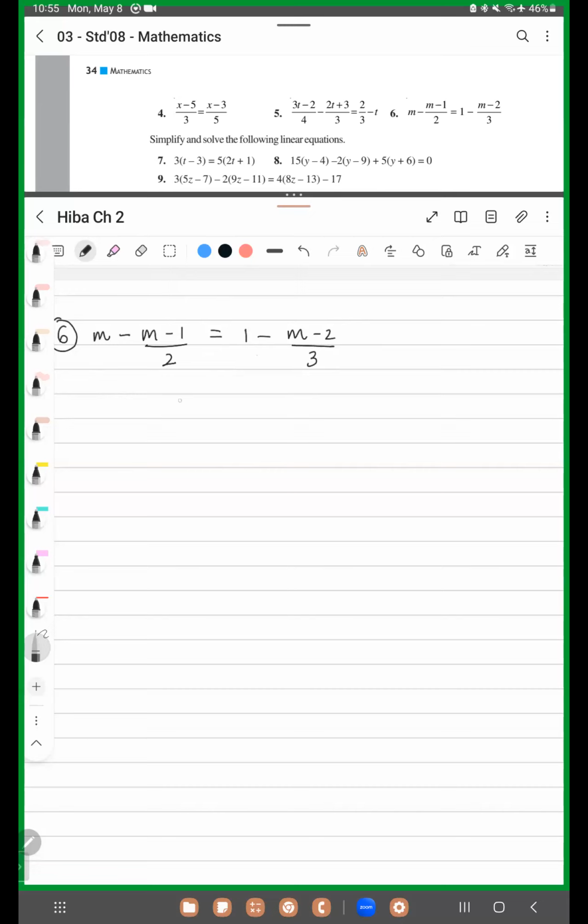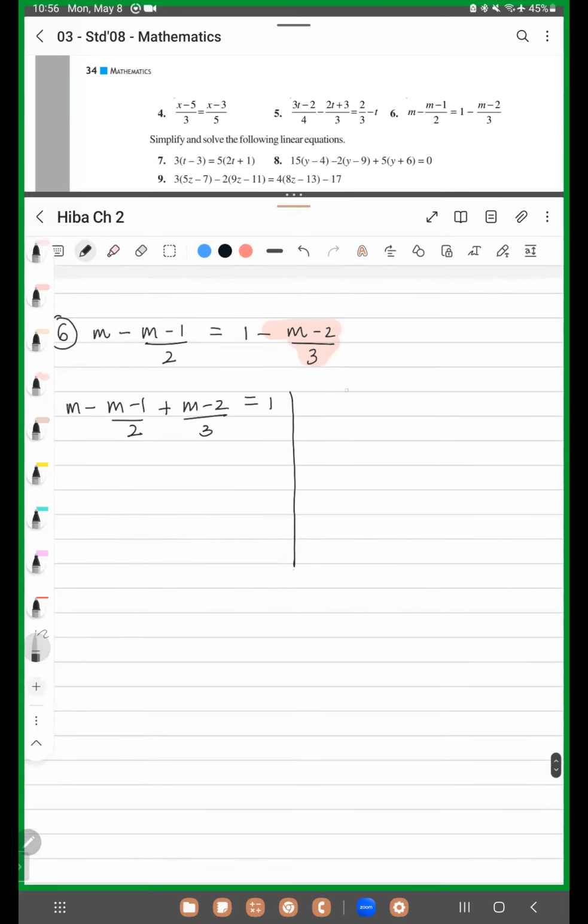then you have two ways of doing this. Again, either you can do m minus 1 by 2. Now you bring this thing to the other side. So it becomes positive, plus m minus 2 by 3 and then equal to 1. Yes, Hiba, you're saying something? No, I was just saying the answer. The other way of doing it is this.